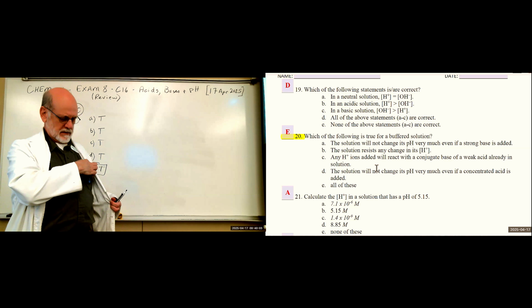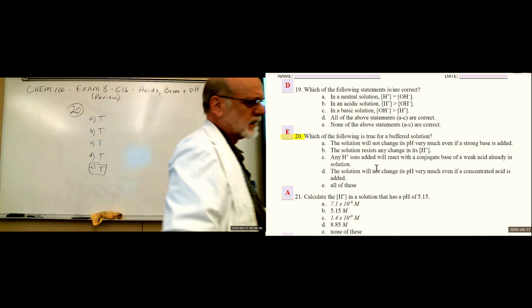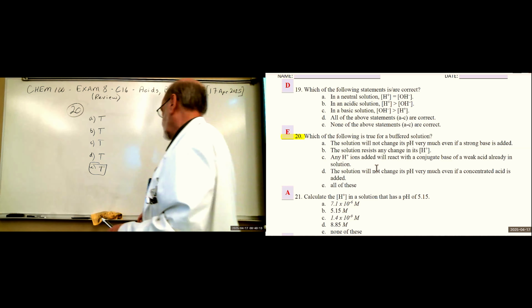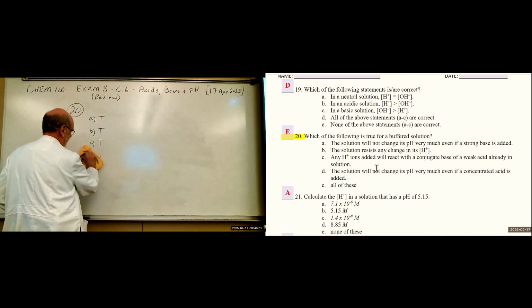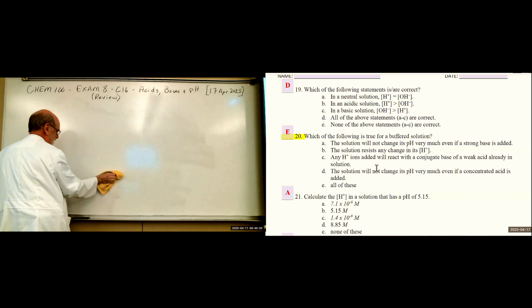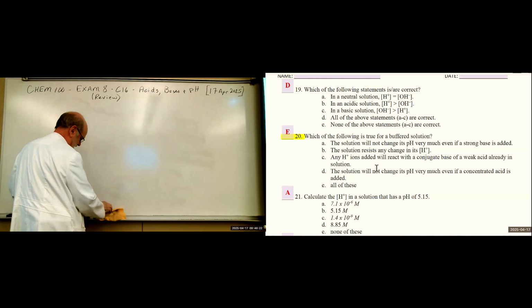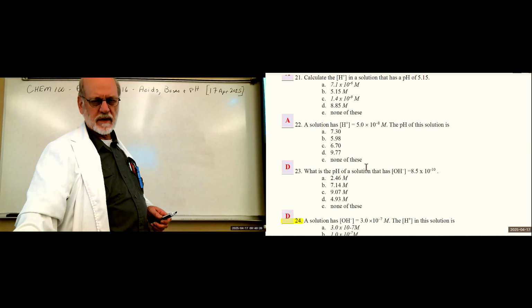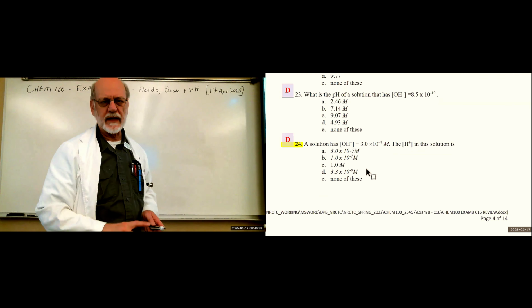Oh, got a zoomer. Okay. Let's see, number 20, I got highlighted number 24 next.